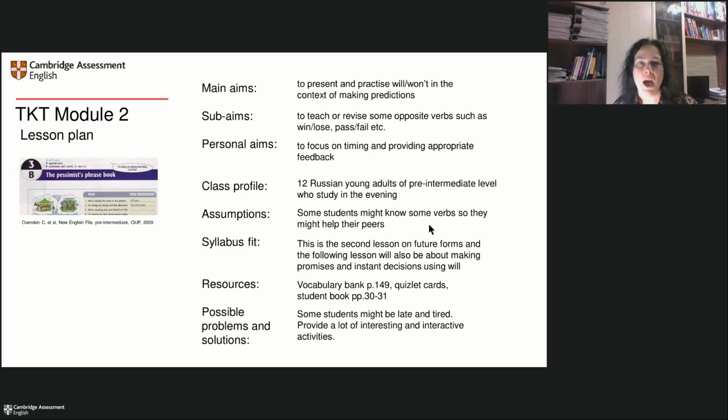Okay, syllabus fit. You can see that future forms is not a new topic. It's not completely new. The shift is towards making predictions.